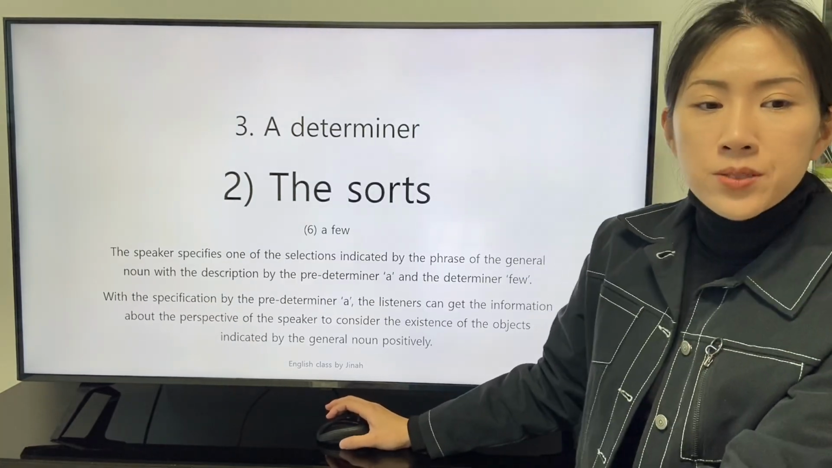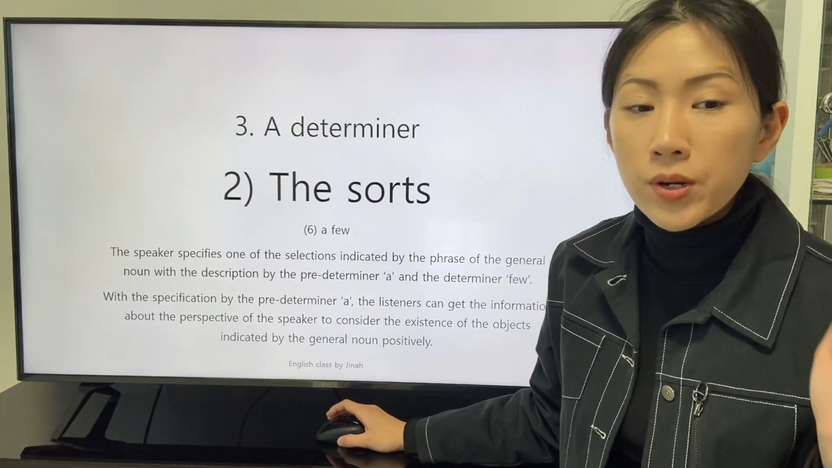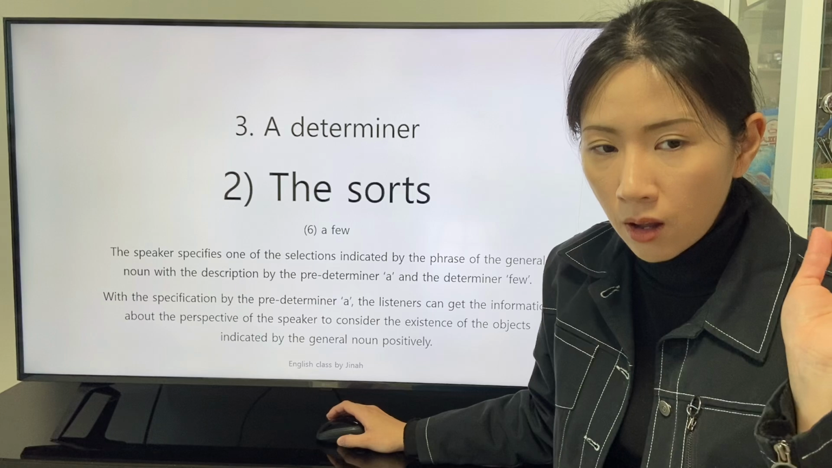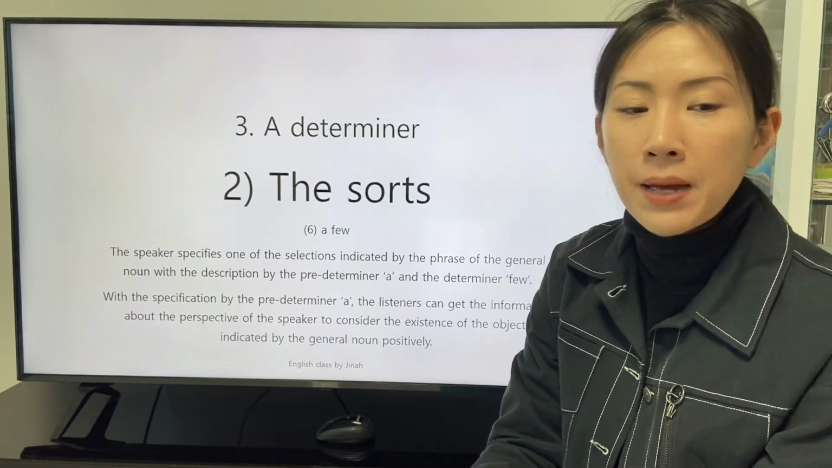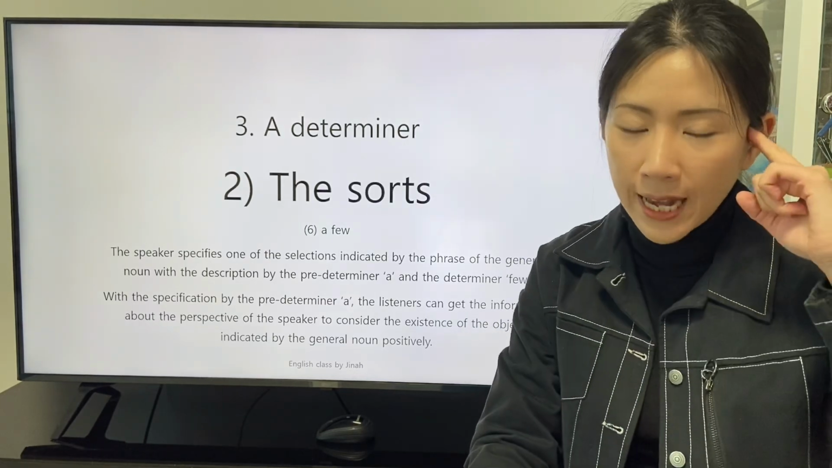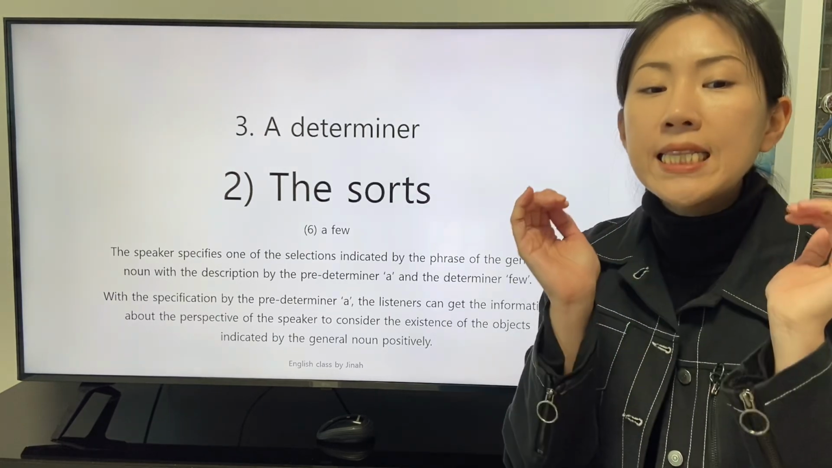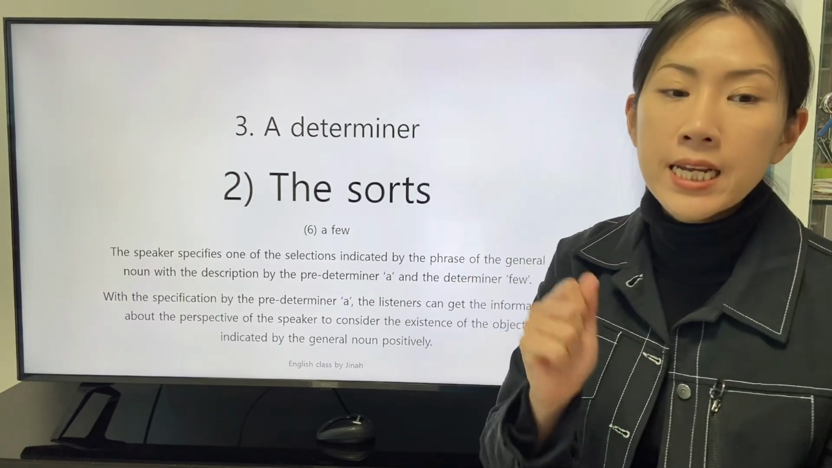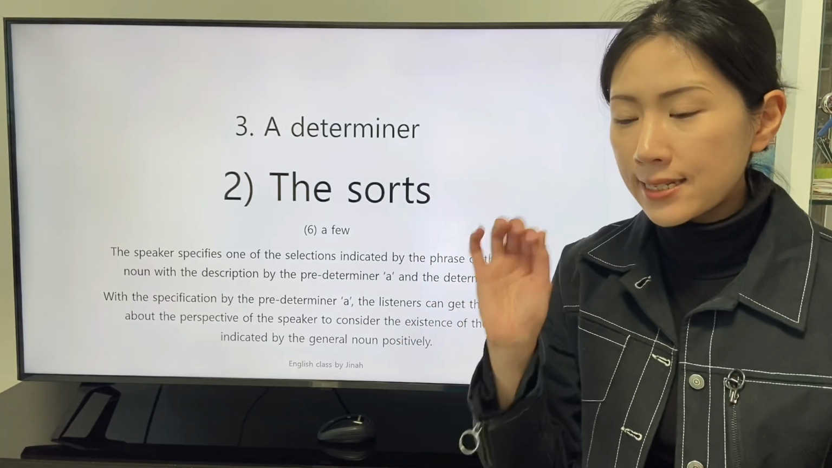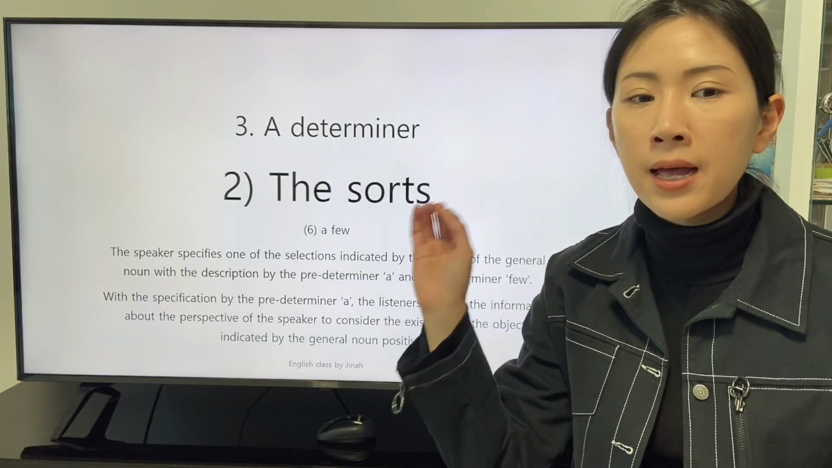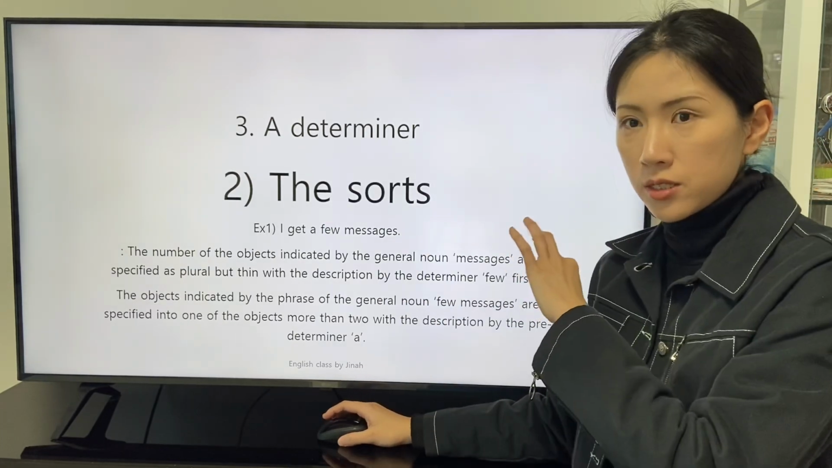The speaker specifies one of the selection indicated by the phrase of the general noun with the description by the predeterminer a and the determiner few. With the specification by the determiner a, the listeners can get the information about the perspective of the speaker to consider the existence of the objects indicated by the general noun positively. The speaker admits that the object indicated by the phrase of the noun few messages exists in this clause.